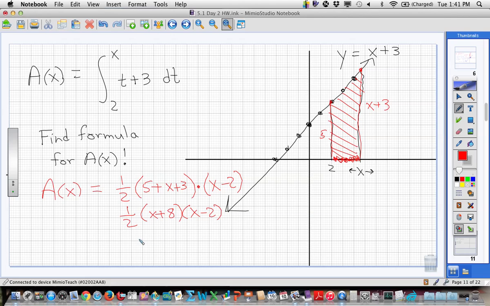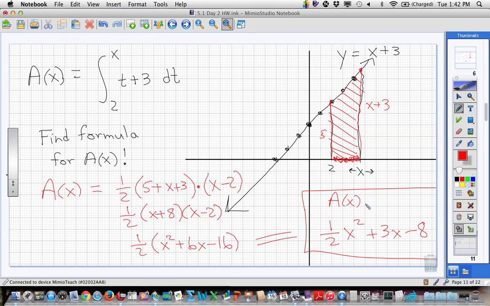Oh, I got to FOIL that. Okay, that would be 1/2. This would be x squared plus 6x minus 16. Did I do that right? Multiply by 1/2, what do we get? That's our area function. Isn't that awesome?